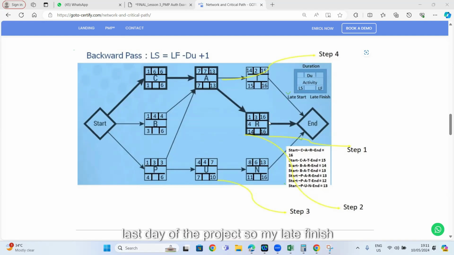So the late finish of activities T, R, and N would be the end date of the project, which I just determined from the critical path. Because remember, once you determine the critical path, which in this example you have already done, it is plotted here and it is 16. The longest path is 16. So that is C, A, and R, which is the critical path. So you know the duration of your project, which is 16. So you will straight away enter the latest that these activities can finish, which is 16.